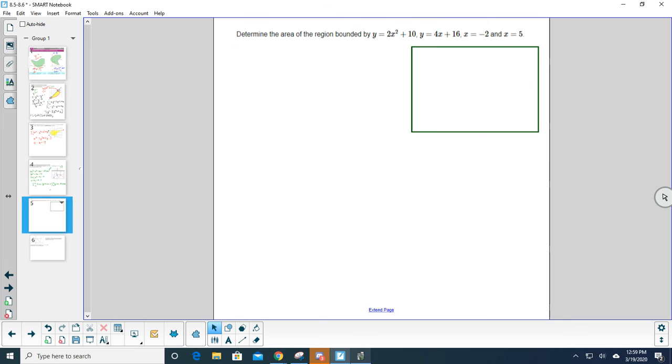So if we're looking at this one, I think those are my bounds, but I want to make sure. So I'm going to go ahead and take and set the two functions equal to each other. And I've learned a long time ago not to trust calculus people. So I'm going to move everything to one side where the x squared is positive.